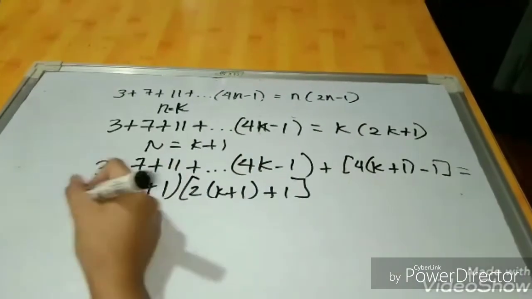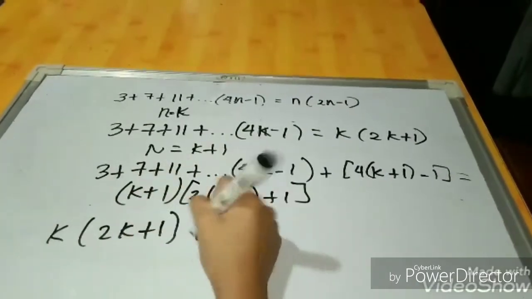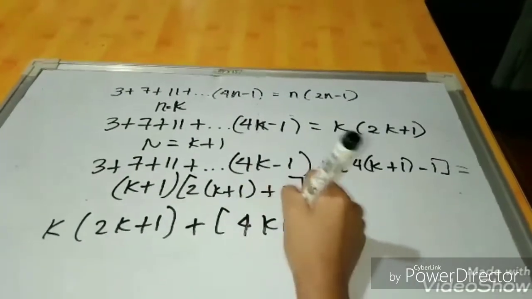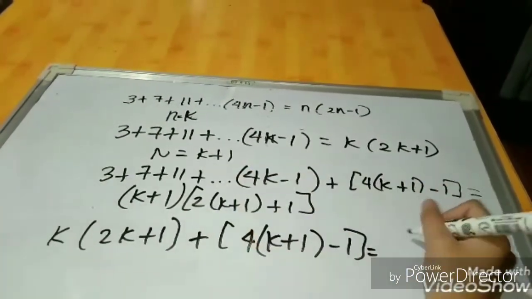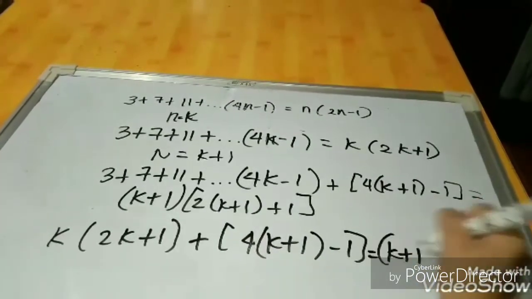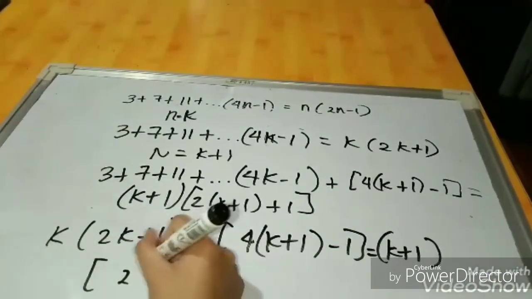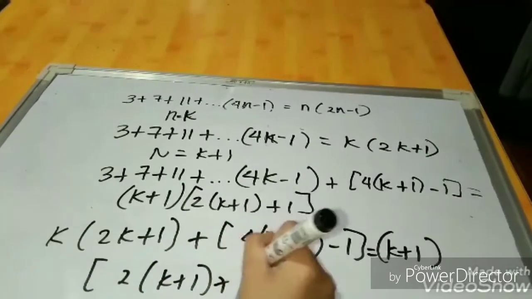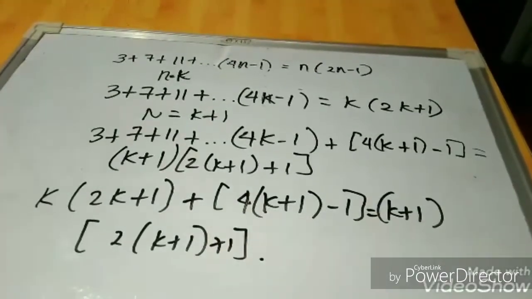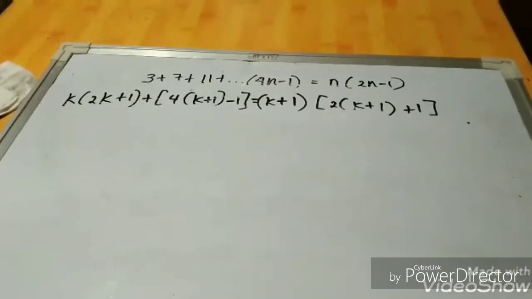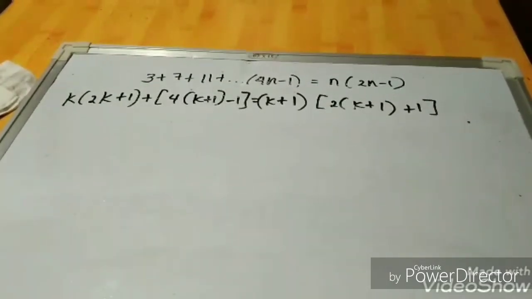So the equation will be k multiplied by 2k plus 1 plus 4 multiplied by k plus 1 minus 1 is equal to k plus 1 multiplied by 2 times k plus 1 plus 1. The best thing to do in this example is to combine like terms, distribute, and use the FOIL method.